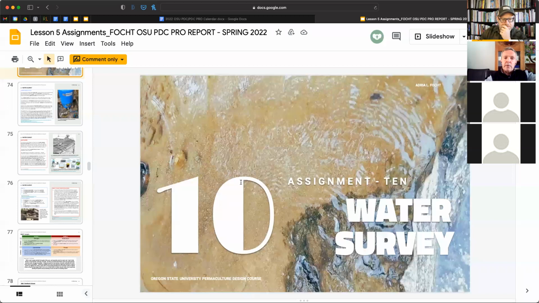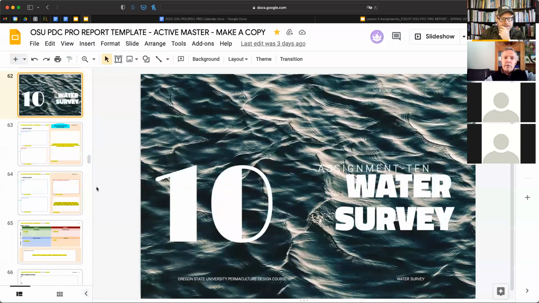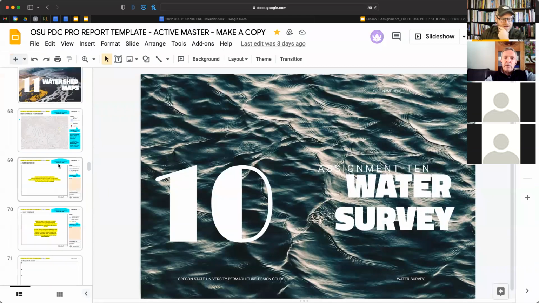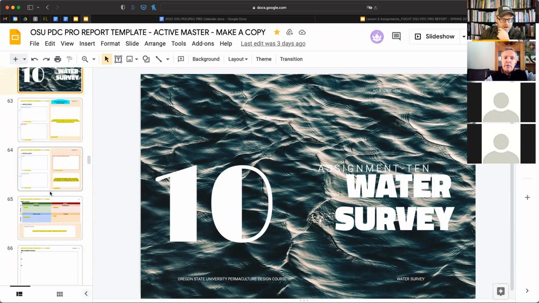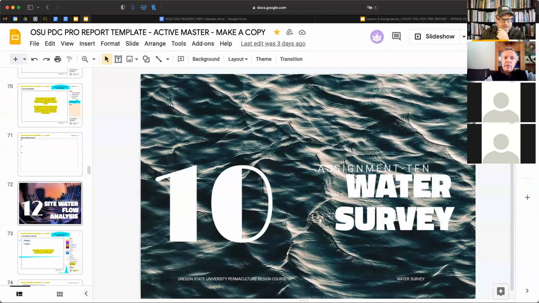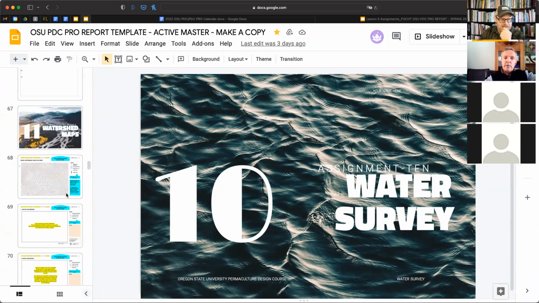Sounds good. We'll go through the assignment, and I'll show you an example of somebody who has just recently done it and has done a phenomenal job. And we'll call it a day. We'll get out of here early. So we've got the assignment, and there are 3 assignments here: our water survey, our watershed maps, and our site water flow analysis.